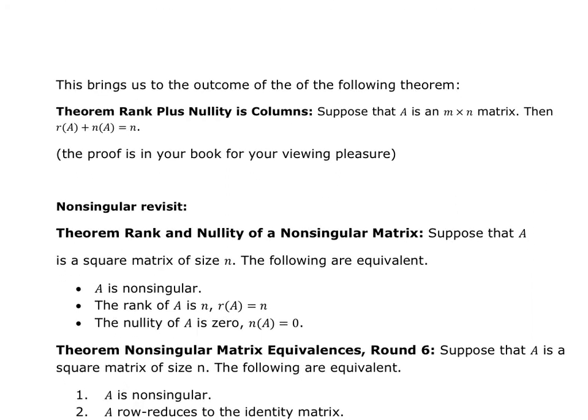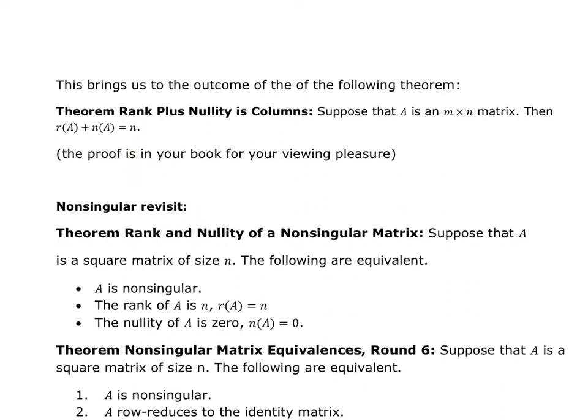This brings us to the following theorem. It says that the rank plus the nullity is the number of columns. Now suppose A is an n by n matrix, then the rank of A, which means the dimension of the basis, plus the dimension of the null space, the nullity, must be equal to the number of columns you have in your matrix.